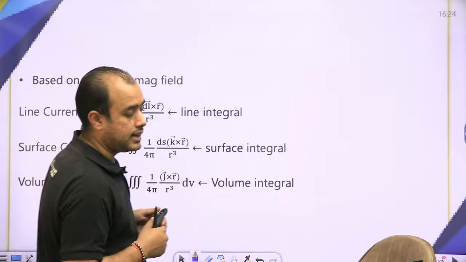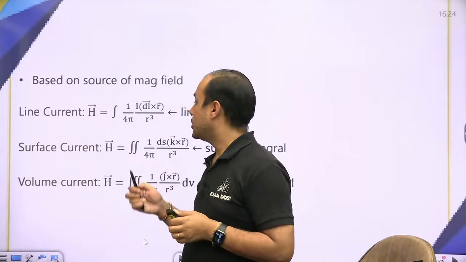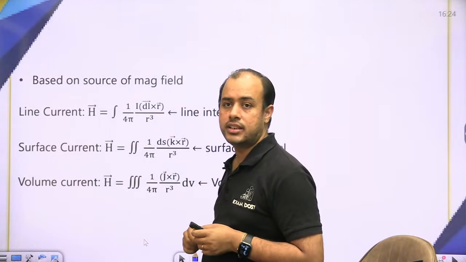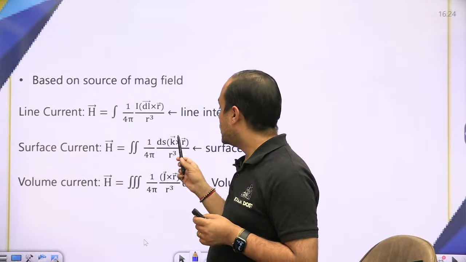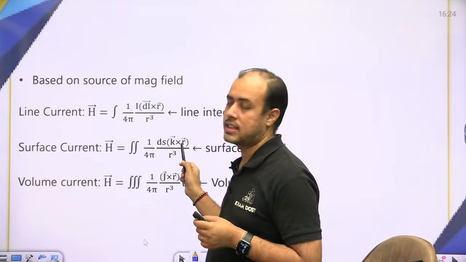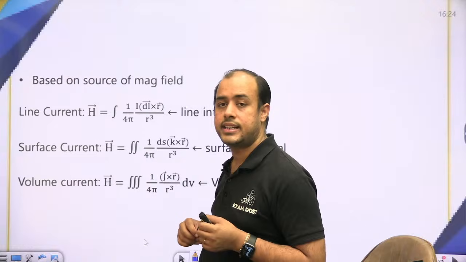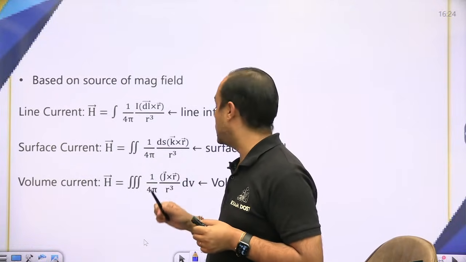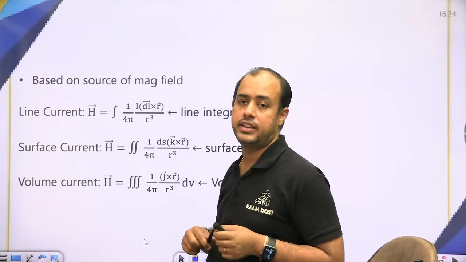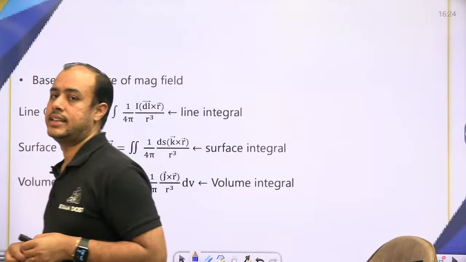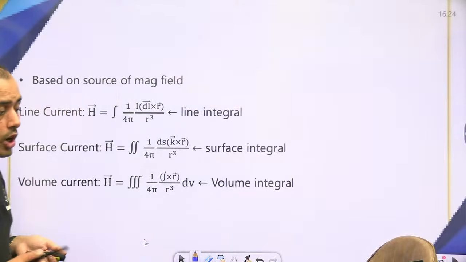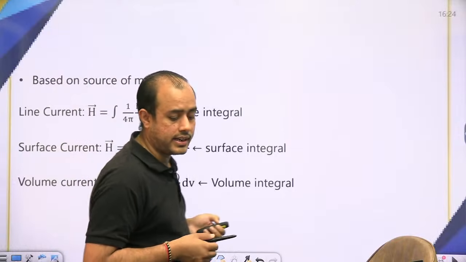So now beta, if it is a line current, you will take the line integration. If it is a surface current, you will do dS, K cross r. K is the surface current density. If it is a volume current, you will do J cross r dV. J is the volume current density. So that is how they propose to find the magnetic field.